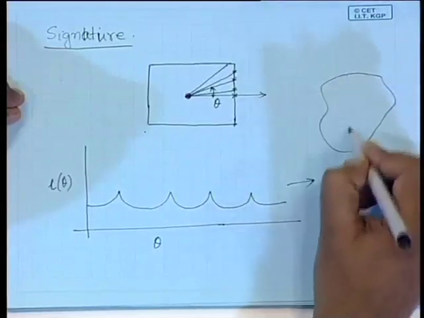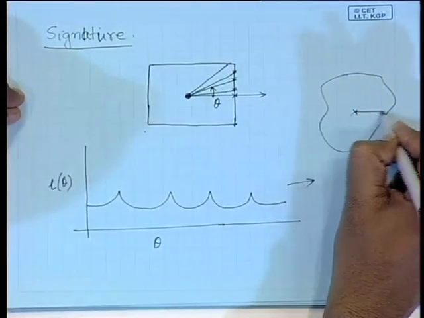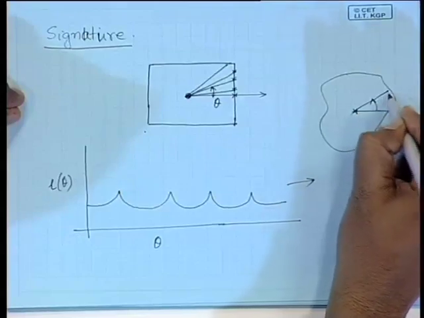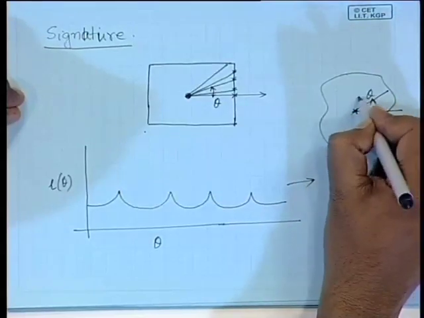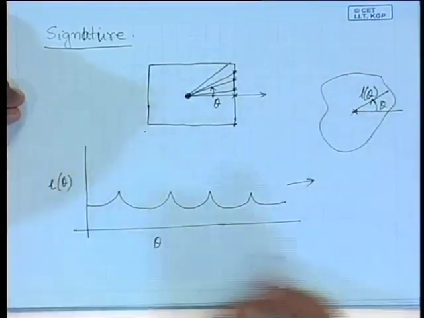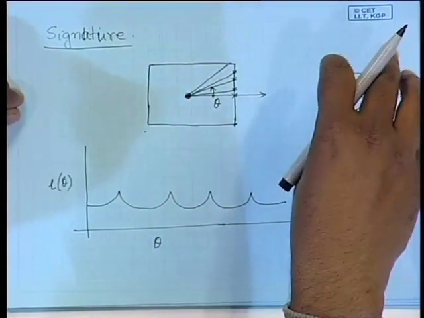So, you find that if I have an arbitrary shape something like this, starting from its centroid and with respect to some reference, if I go on computing the distances L theta at an angle theta, then the plot of L theta versus theta will give you some signature of this particular shape. The signature itself or a transformed version of it can be used as a feature for recognition purpose.